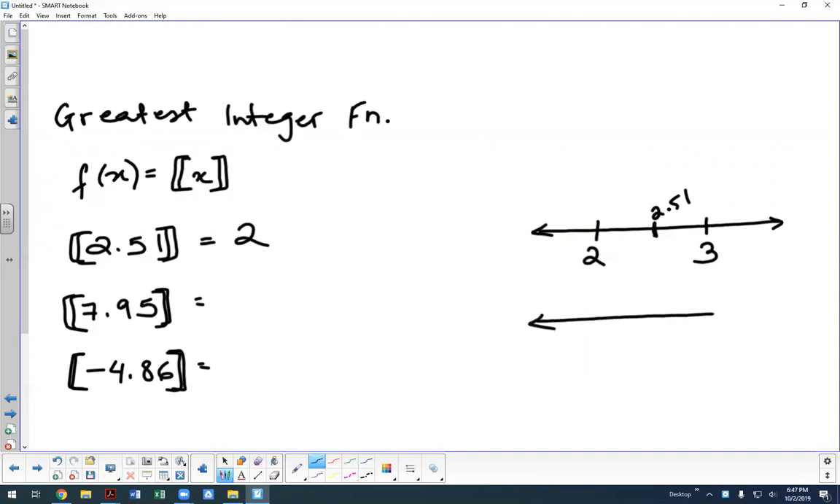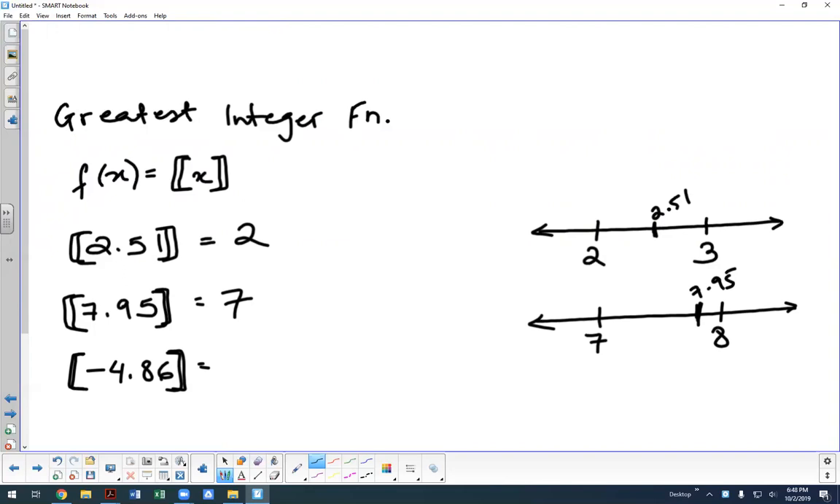Think about the same thing with 7.95. Again, this is not a rounding problem, guys. 7.95 will be between 7 and 8, and let's say it's going to be somewhere over here. The largest integer that is less than or equal to this value? 7, yeah. So again, you're not thinking rounding. You're not thinking which number is it closer to. We don't care. It's got to be the integer which is the largest one, but still less than.